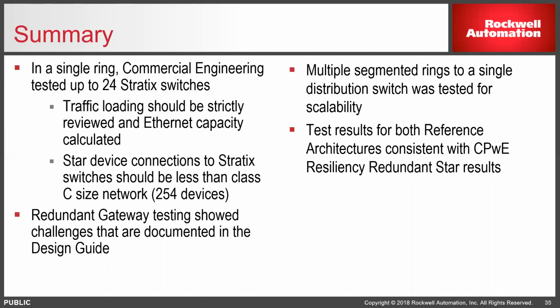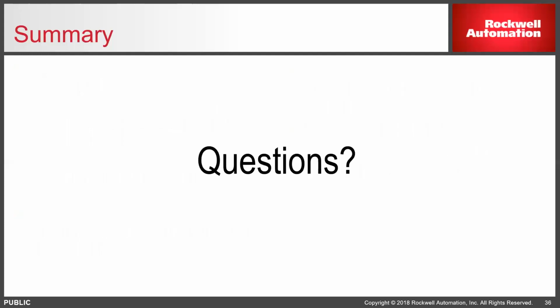And test results for both reference architectures are consistent with the CPwE. So we've done a lot of testing on different redundant star topologies for the next level up and different resiliencies. And so we've done an awful lot of different things at that. Were there any questions? I ran through that pretty quick. I figured there'd be a question or two.